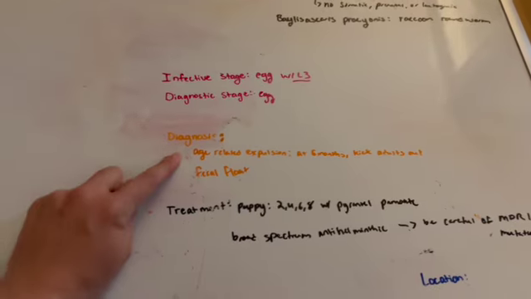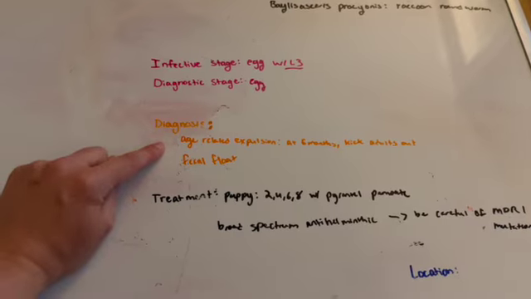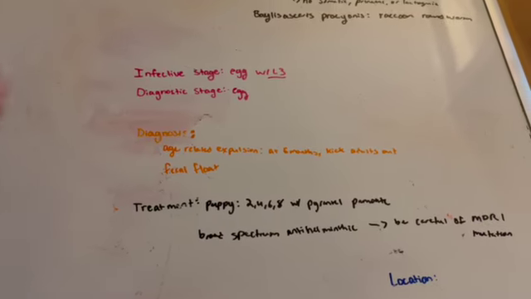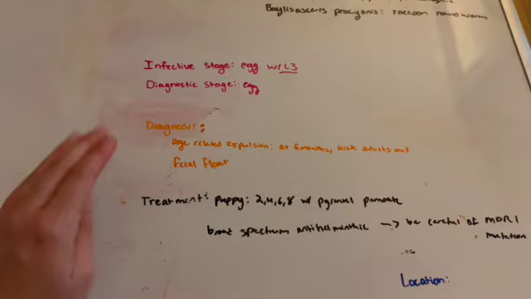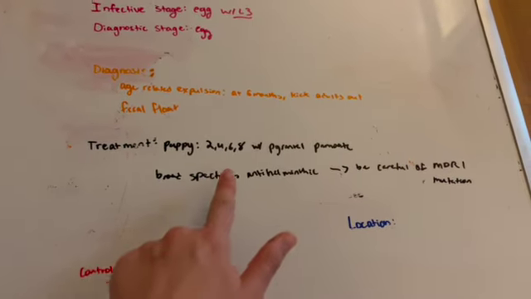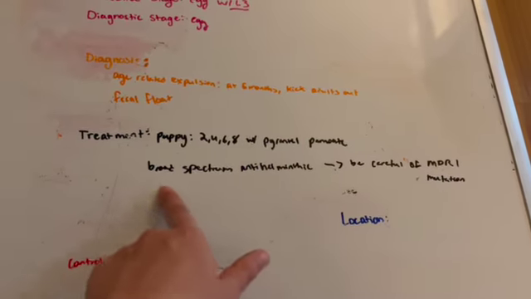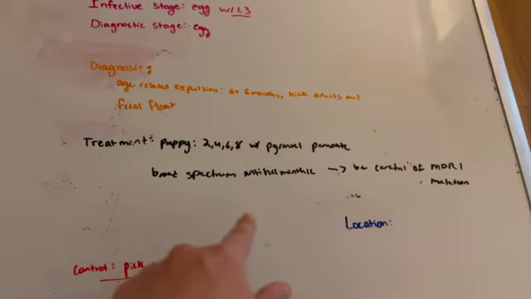Diagnosis, I didn't know where else to put this, but there's a thing called age-related expulsion, where when puppies reach 6 months, if they have the adult worms, they will just shoot them out of their bodies. But most of the time, it's just going to be a fecal float. Treatment, you'll do 2, 4, 6, 8 with pyrantel pamoate for the puppies. And then for your other dogs, you'll do broad spectrum anthelmintics.